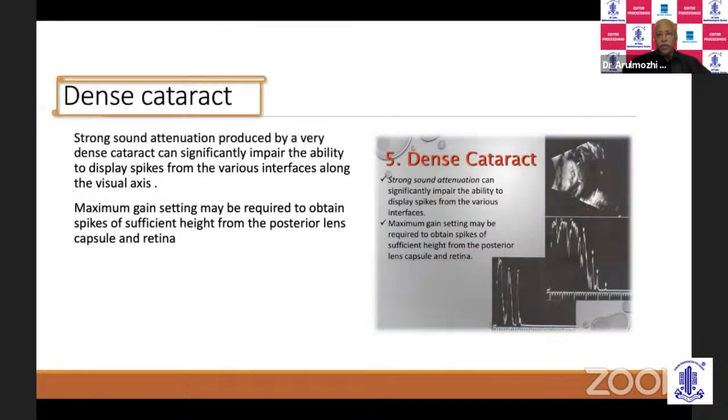Dense cataracts would cause low spikes, so you'll have to increase the gain. So one of the issues is the dense cataract in A scans with ultrasound. But again, in a very dense cataract or mature cataract, often the optical biometer fails you and you have to come back to the ultrasound biometer. So learn the technique of doing A scan properly, because this is going to serve you in a very difficult situation.